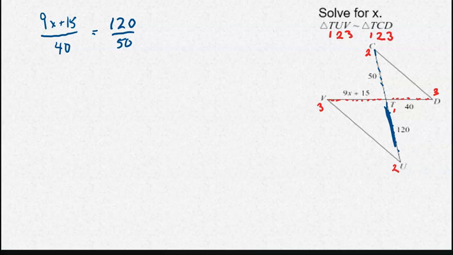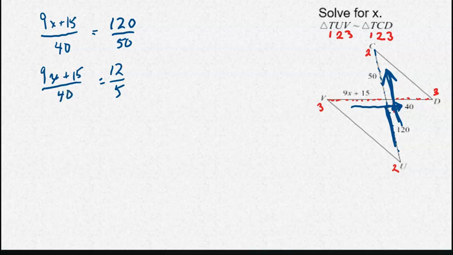So, for starters, a couple things to recognize. When I set up this side here, that kind of dictates how the other side is going to go. Since I set this up with the 9x plus 15 on top, then the 40, so I went in this direction, let's say. That means I have to go in that direction to set up the proportion, if that makes sense. So now I'm going to reduce this to 12 over 5, which isn't that super friendly, but thankfully I have a calculator. And let's see how we do here.